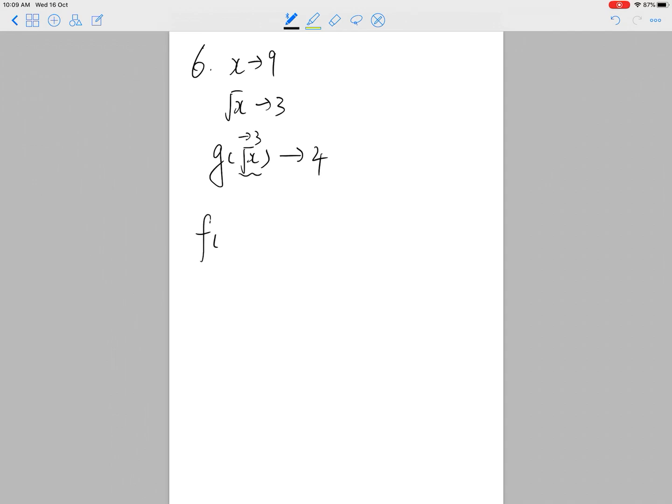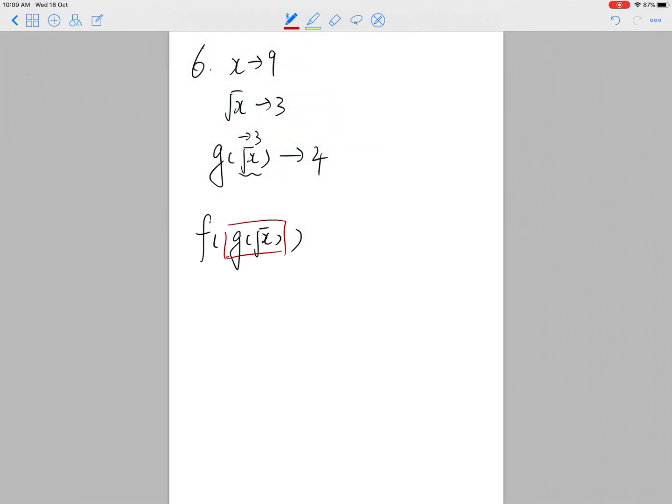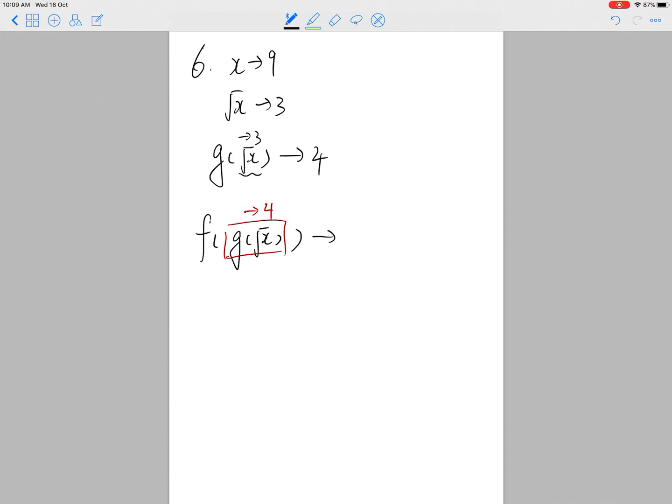Then f of g of square root of x, because this part is approaching 4, then f(4) is 8. So this whole thing is approaching 8. Okay, so this is your answer, 8.